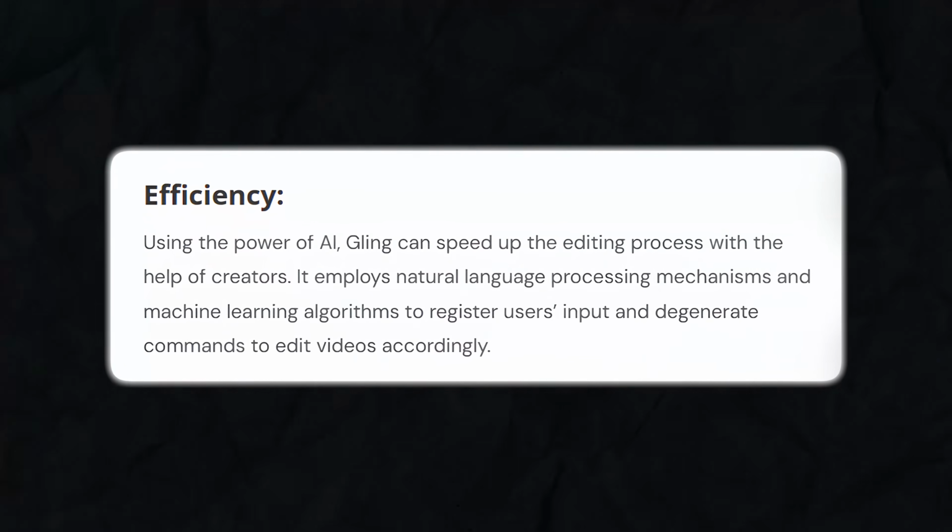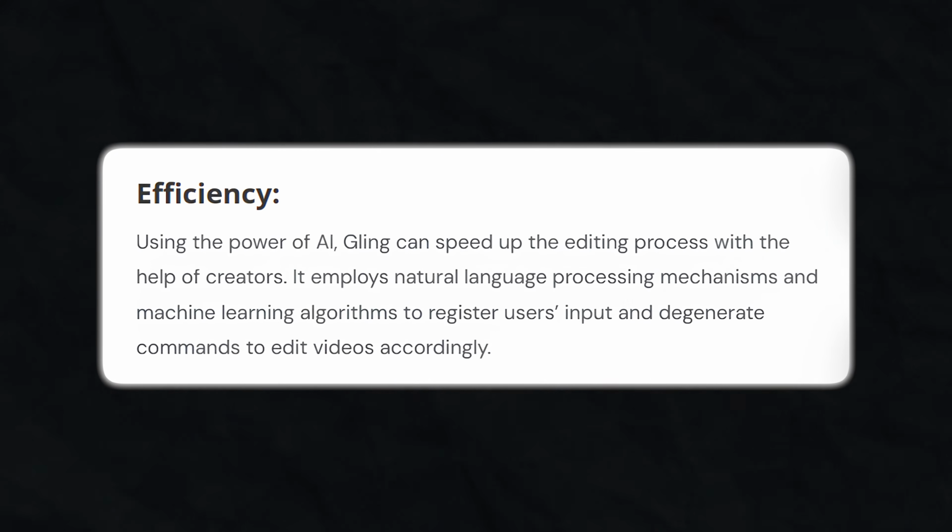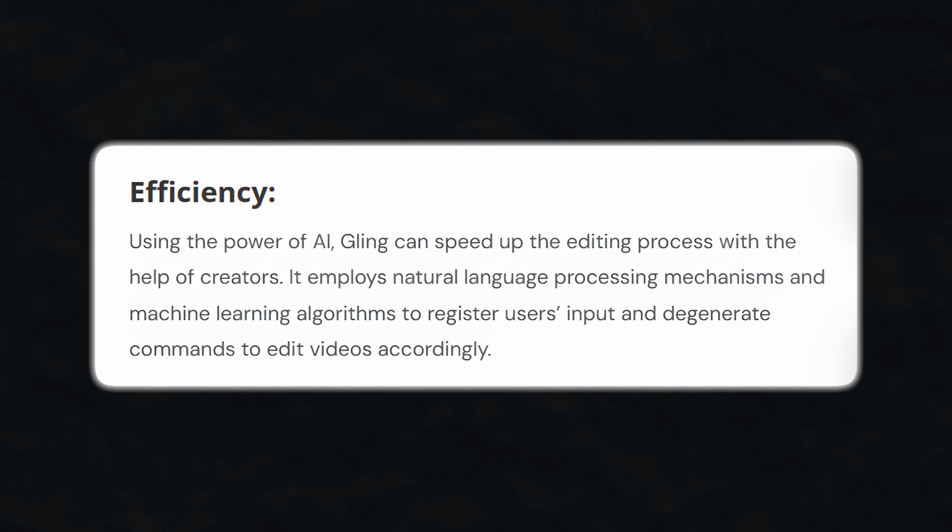Number five is custom rules and creator preferences. Over time, you can teach Gling how you like your edits. You can save settings, preferences, and stylistic choices, so it edits your videos the way you like without having to redo the setup every single time.